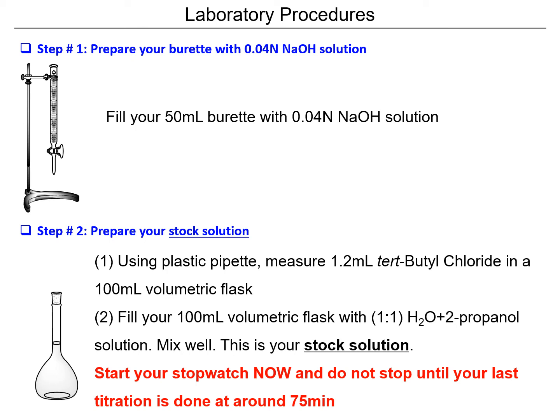And then you would prepare the stock solution for your reaction. So you would measure out 1.2 milliliters of terbium chloride, and you put that in a volumetric flask. Now, if you've never used a volumetric flask, that's a little diagram of it down there on the bottom left.